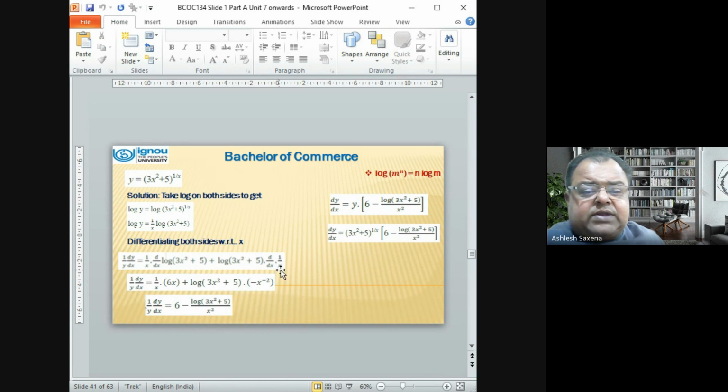Derivative of 1 by x is minus 1 upon x square, which can be written as minus x raised to the power minus 2. We have to find dy by dx. After simplification, what will happen? You will be left with this.